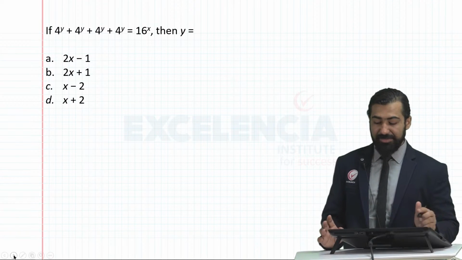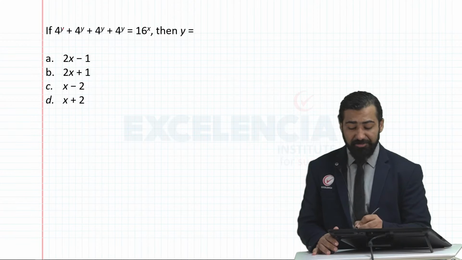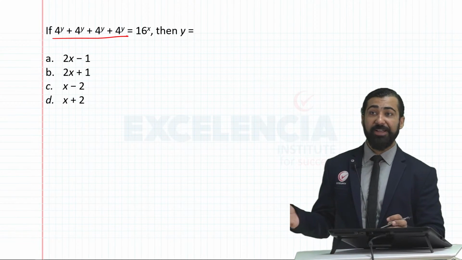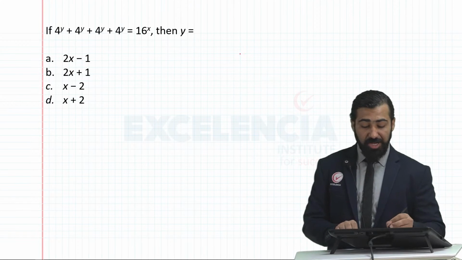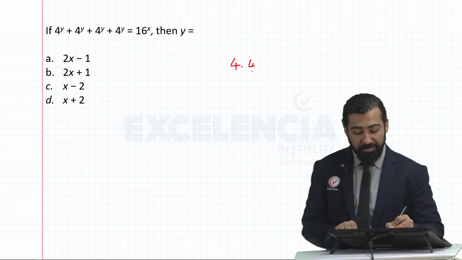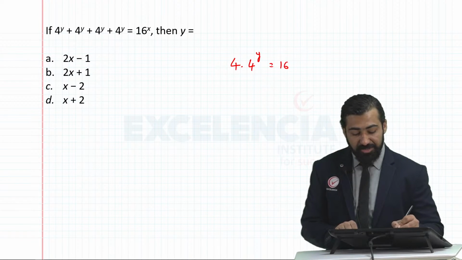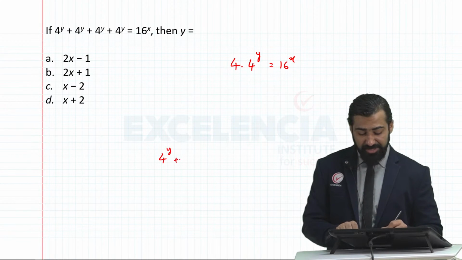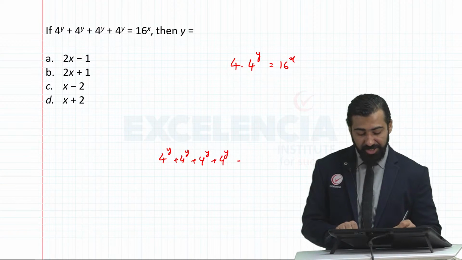So basically, just imagine this. How many 4 to the power y's are here? How many times is 4 to the power y repeated? I've got 4 times 4 to the power y repeated here, which is equal to 16 to the power x. Do not make this error that 4 to the power y plus 4 to the power y plus 4 to the power y is equal to 4 to the power 4y.